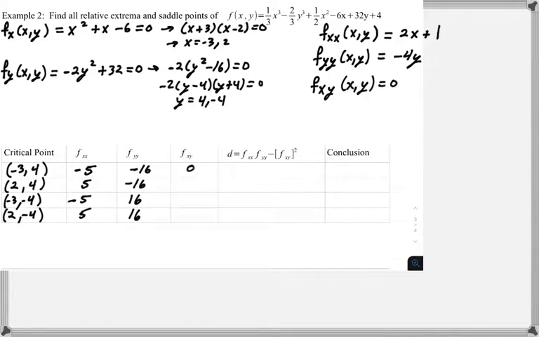And that's going to be 0. Okay, so then that means it doesn't matter what the point is, its mixed partial is always 0. Okay, now we can go ahead and calculate the D. So -5 times -16 minus 0 squared is going to be 80. So the D is positive, and the second partial with respect to x is negative, so we're going to have a maximum in there.